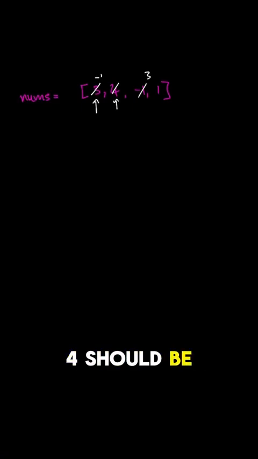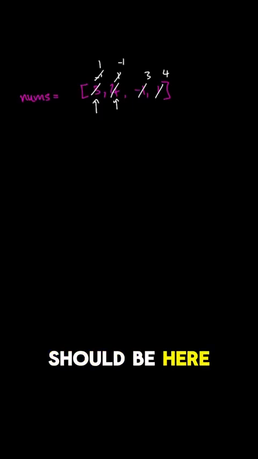4 should be at the last index. This should be 1. This should be 4. We actually swap again because we only stop looping once we get a number that is in the range 1 to n. So 1 should be here, -1 should be here. Now we can move on because -1 isn't in the range 1 to n.